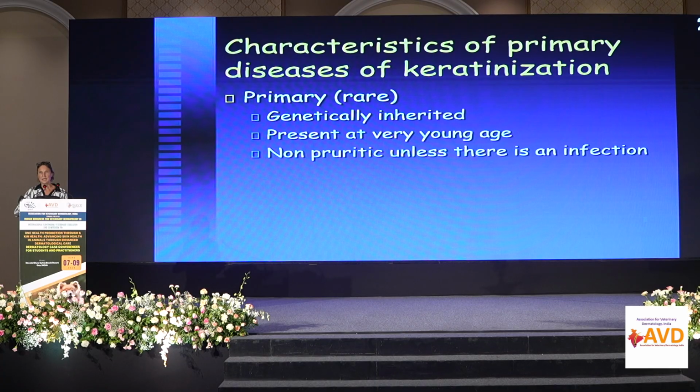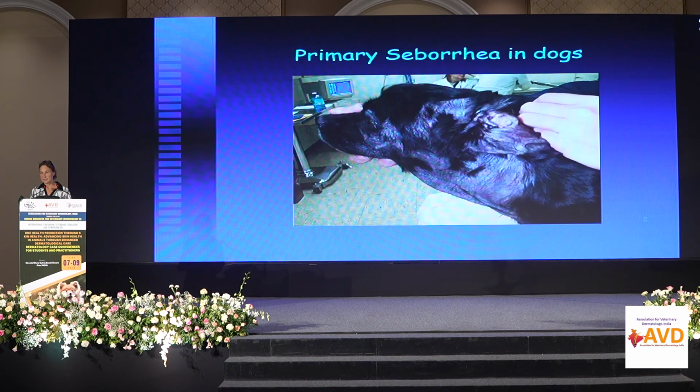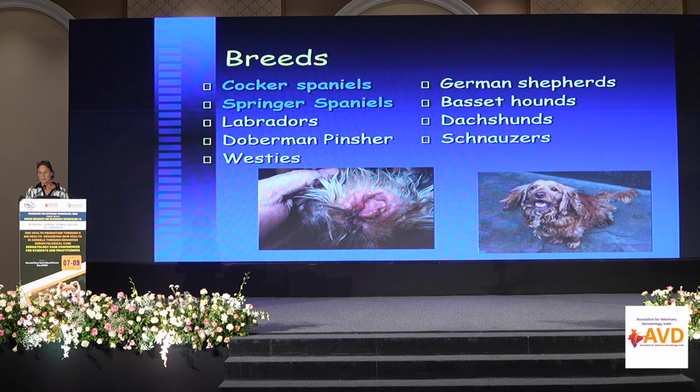If I see an itchy, greasy 5-year-old Cocker Spaniel, chances are it is an allergic Cocker Spaniel that has a secondary bacterial infection. It is not the primary disease of keratinization. So the primary seborrhea Cocker Spaniel, and it's not just Cocker Spaniels, there are other breeds that also get primary seborrhea. I made a list here, but we typically talk about Cocker Spaniels.